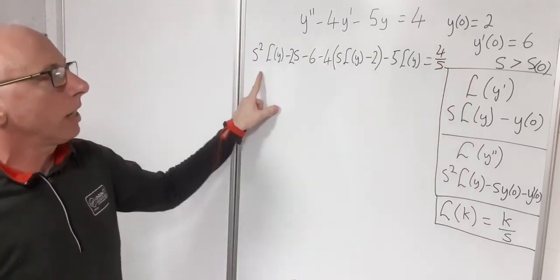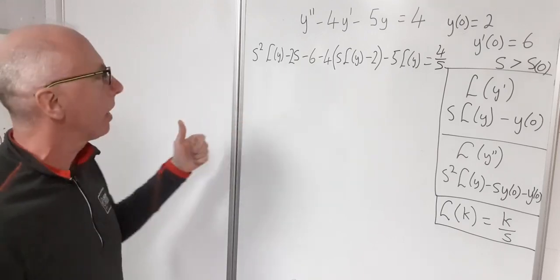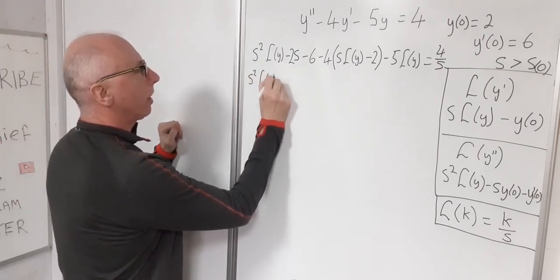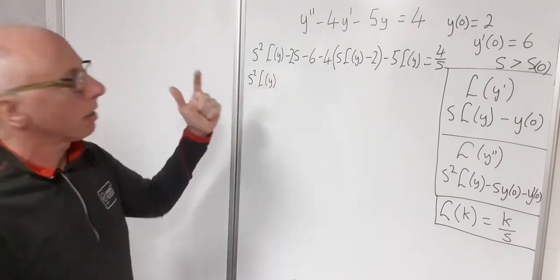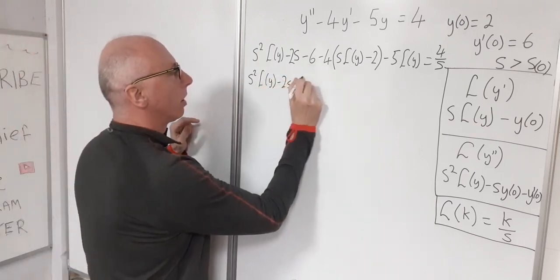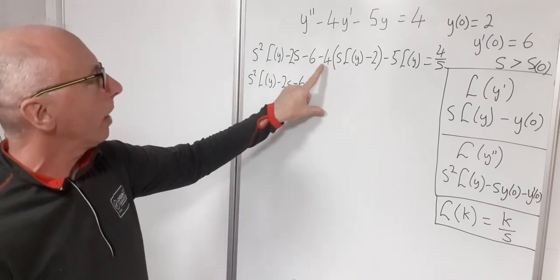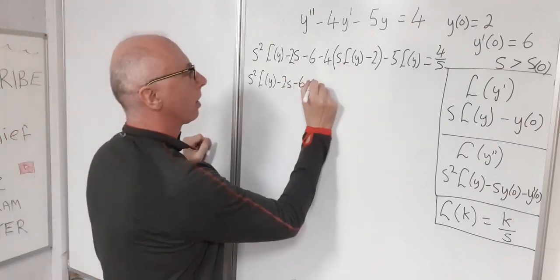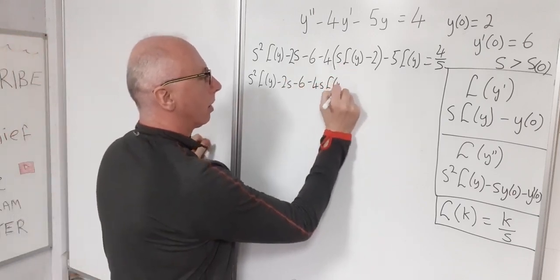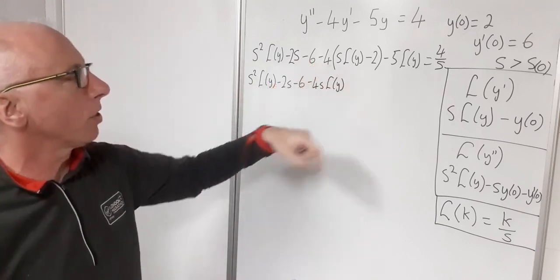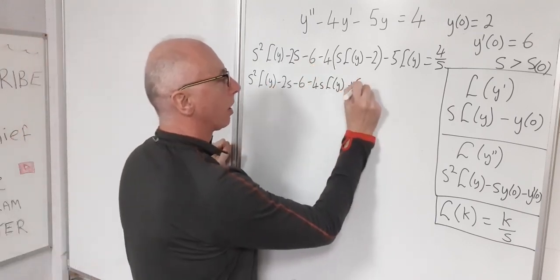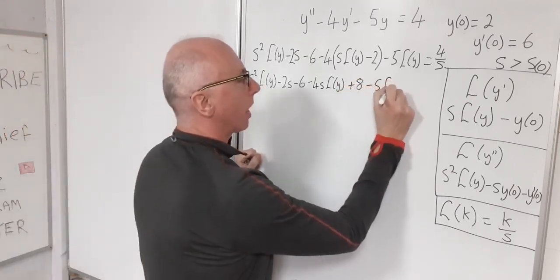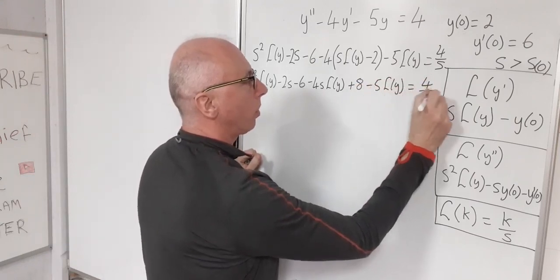Okay, now let's work on some algebra on this side and see where that takes us. This I can just leave as it is: s squared Laplace of y, minus 2s minus 6. I'm going to leave that like that for now. And then I'm going to just FOIL out this minus 4 with both of these terms. So I'm going to have minus 4s Laplace of y, and I'm going to distribute the minus 4 with the minus 2, so that's going to give me plus 8. And this one here, I'm going to leave as it is, minus 5 times the Laplace of y, and that equals 4 over s.